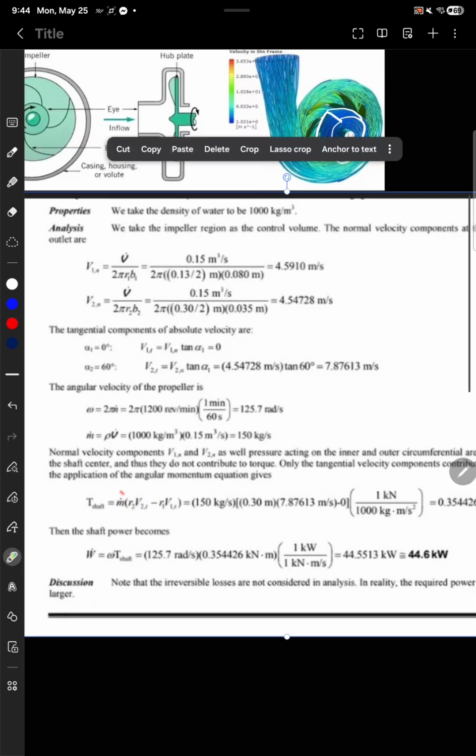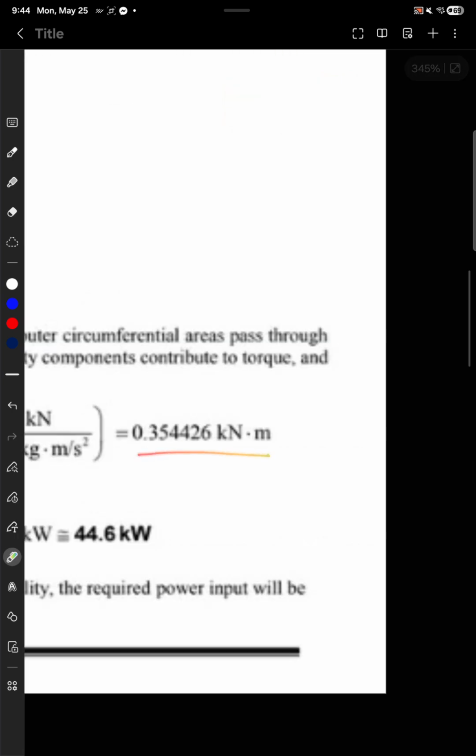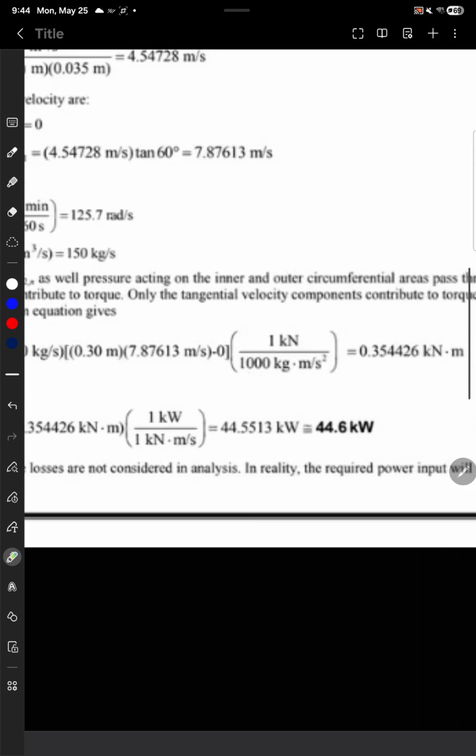Now plugging in all the values, we have our mass flow rate, we have the radius 2 and radius 1, which is just our outer diameter and inner diameter, both divided by 2. Then our velocities, which we have found to be 7.87613, leaving, this is the out, and this is our in. So we can have that as 0 right over here. That gives us a torque of this amount. Now placing that into our power or our shaft work, it's going to be this times our angular velocity, which we have solved in rad per second, and simplifying it, we have this.